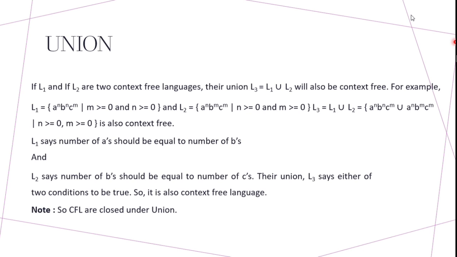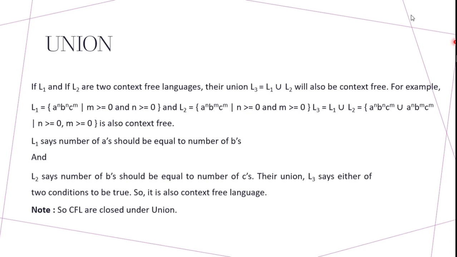Let's say L1 says the number of A's should be equal to the number of B's, and L2 says the number of B's should be equal to the number of C's. Their union L3 says either of the two conditions should be true. So it is also a context-free language. So CFLs are closed under union.